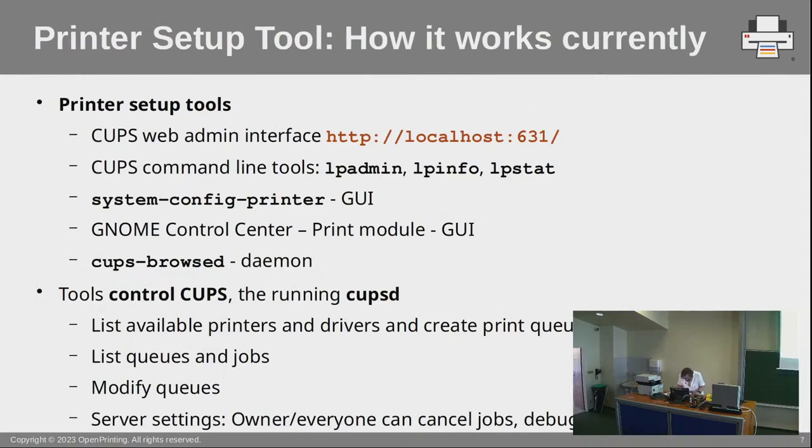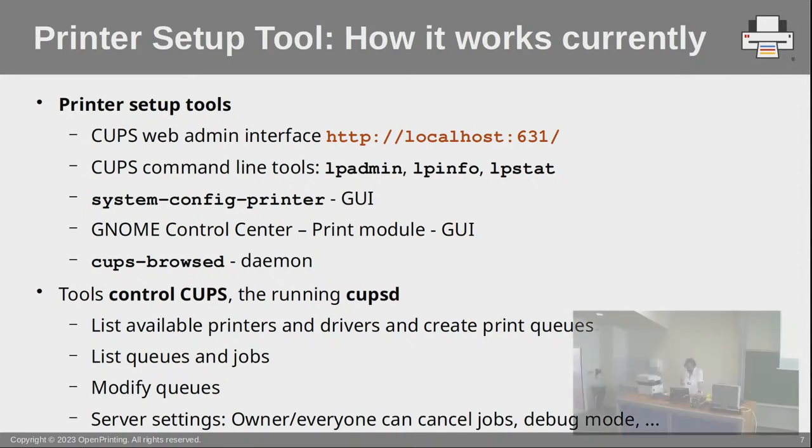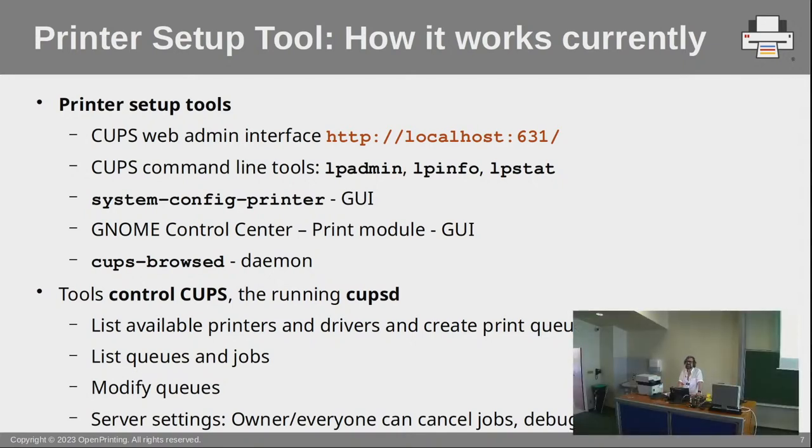And now we have two pieces of graphical user interface which we need in terms of printing. One is the printer setup tool. And this is where you see all printers which are available, where you create queues for your printers. You know it already. You buy a new printer. What you have to do is to open the GNOME Control Center, go onto the printers panel, click Add Printer to create a print queue. Or you use system-config-printer for that. This is the printer setup tool.